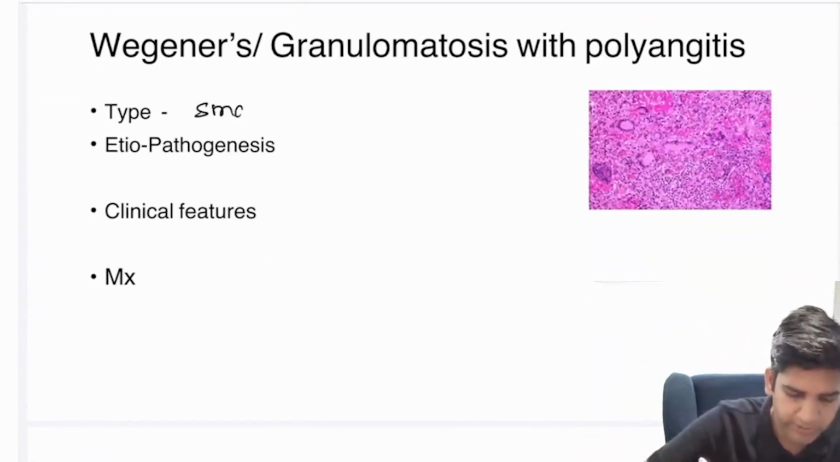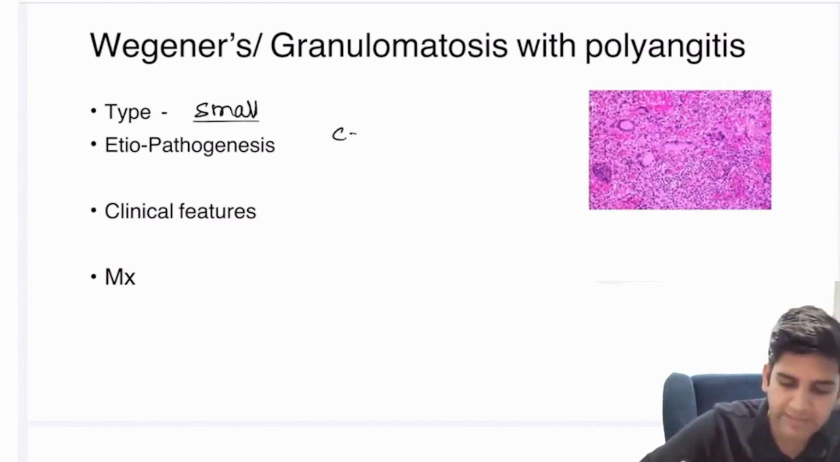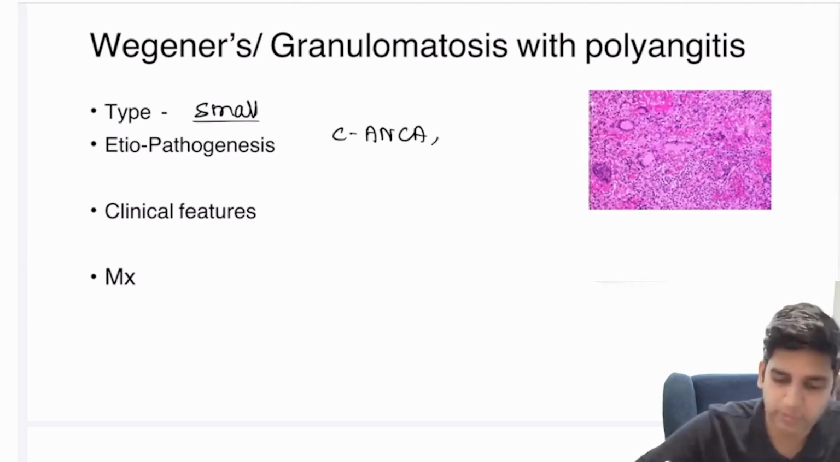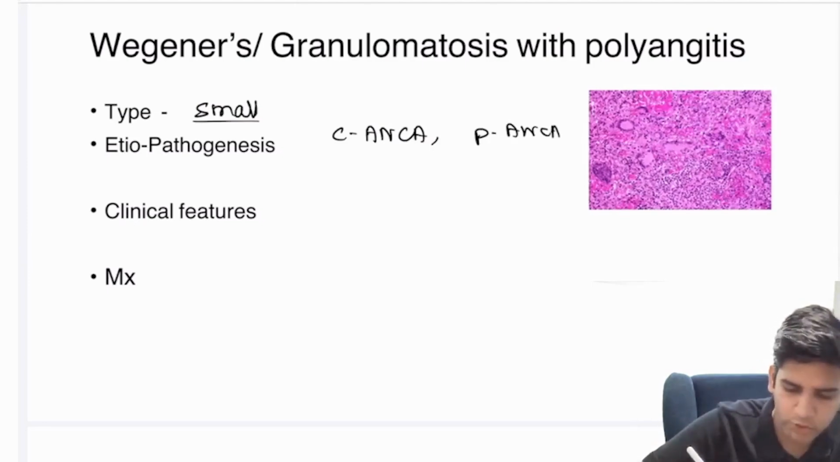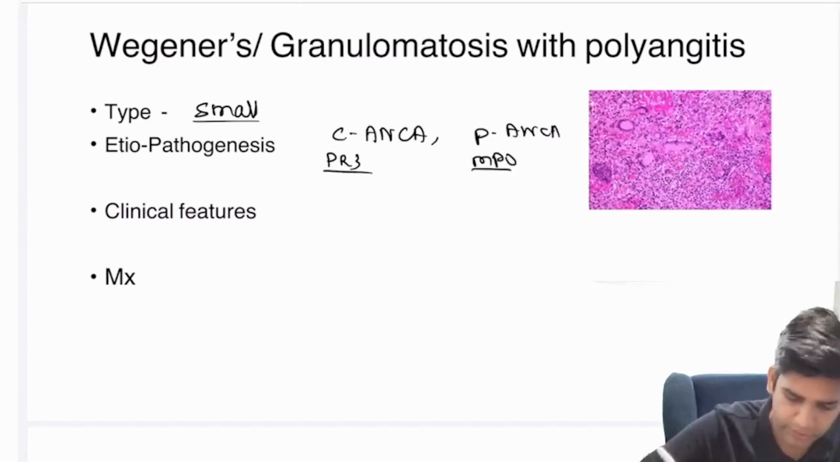Granulomatosis with polyangiitis is the smallest vasculitis. It is predominantly C-ANCA, that's the pathogenesis: your anti-neutrophilic cytoplasmic antibody, and also to some extent P-ANCA, right? C-ANCA is your PR3-ANCA, that's a new name, and P-ANCA is the MPO-ANCA, that's a new name here.